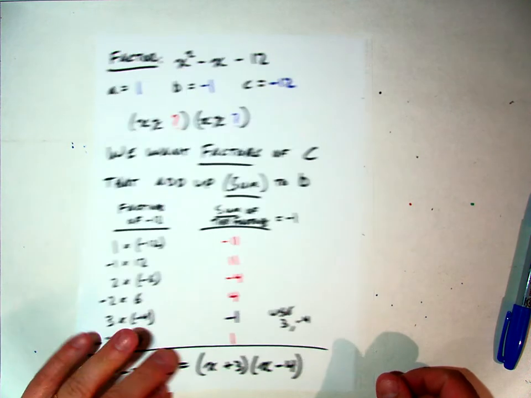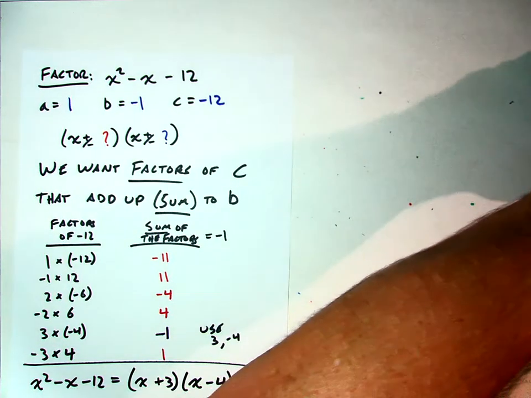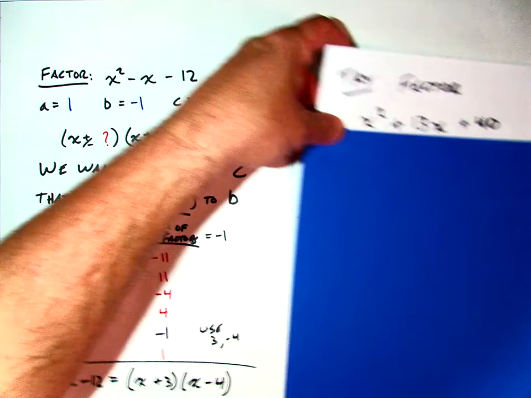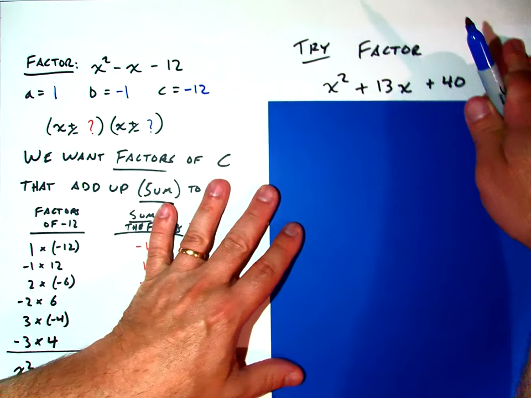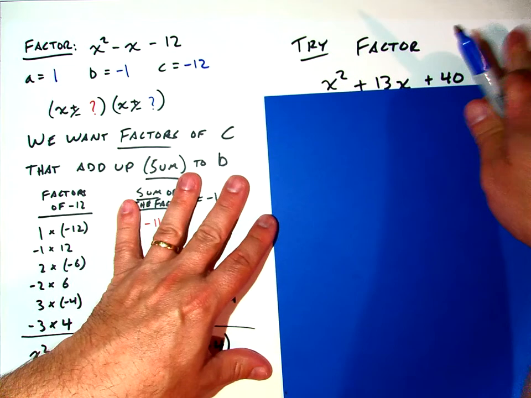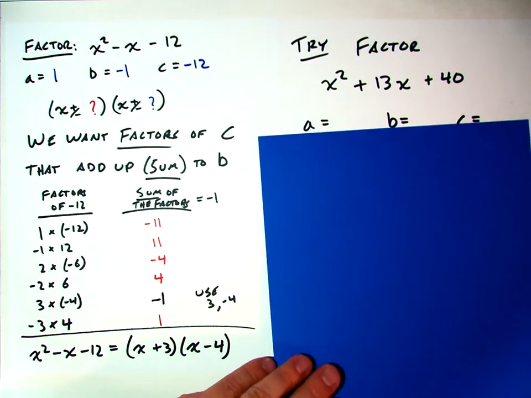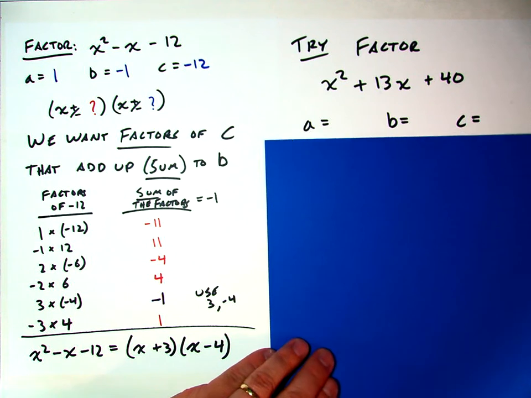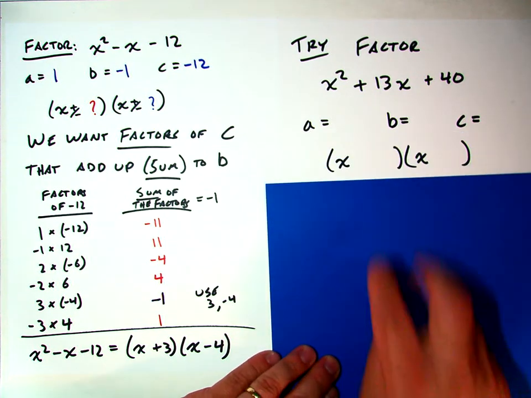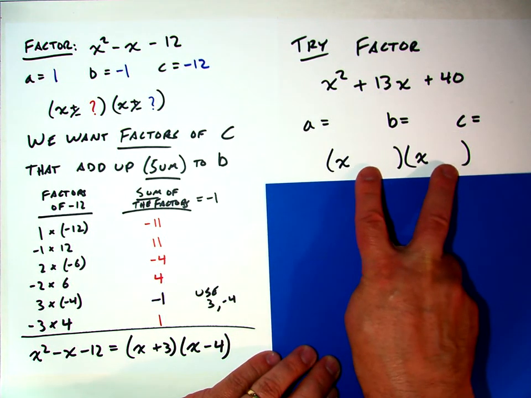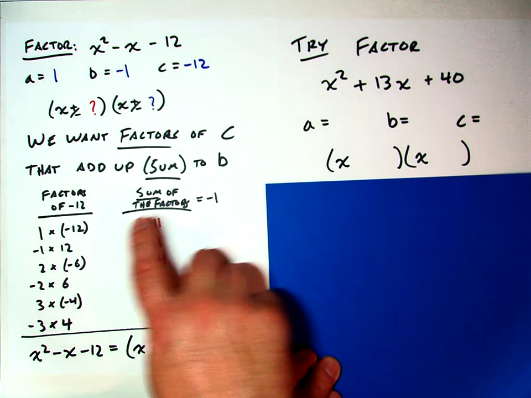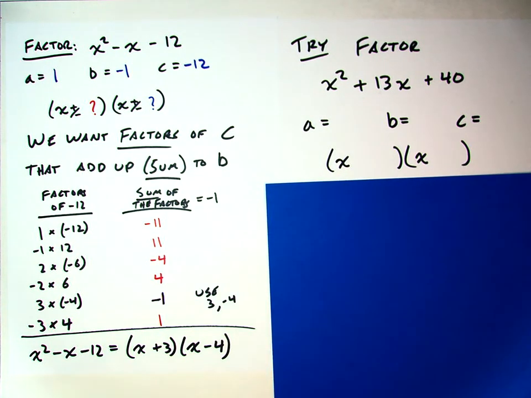Now, you're going to try one on your own. You're going to try to factor x squared plus 13x plus 40. Now, first you should identify A, B, and C, and the goal is to find out what two numbers go in the back of these two binomials. So it's the same process as this. You can pause the video right now, and when you're done, hold up your answer for me. Go ahead.